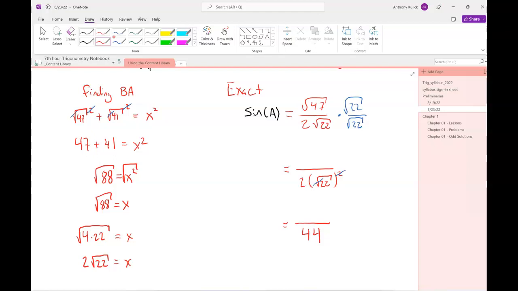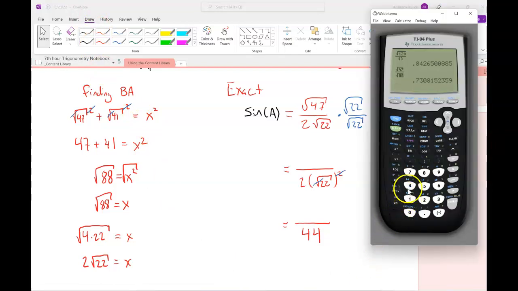I've left the numerator blank because, quite frankly, I can't do 47 times 22 in my head at this point in the day. My brain is too cooked. So that's 1,034.